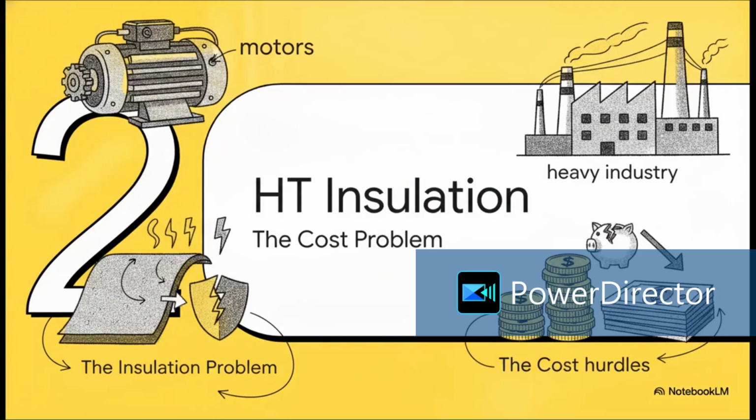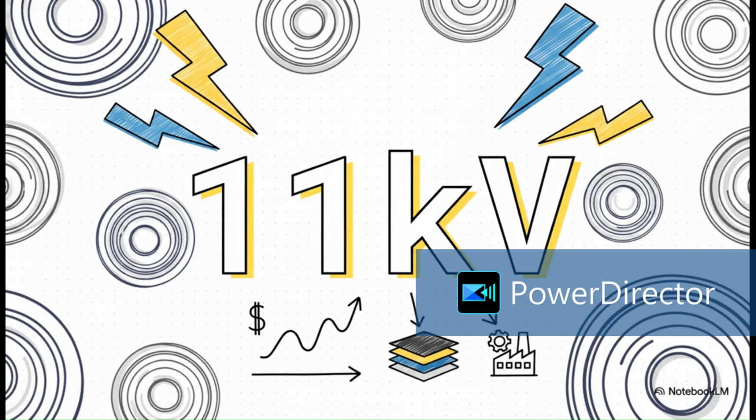Moving on to part two, HT motors and the insulation problem. Now, what's really interesting about this slide is the sheer scale of the power we're dealing with when we step into the high-stakes world of heavy industry. HT motors operate at incredibly high voltage levels. We're talking typically around 6.6 kilovolts, or even up to a whopping 11 kilovolts at their terminals.